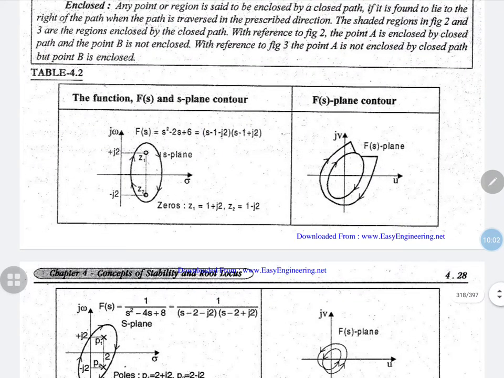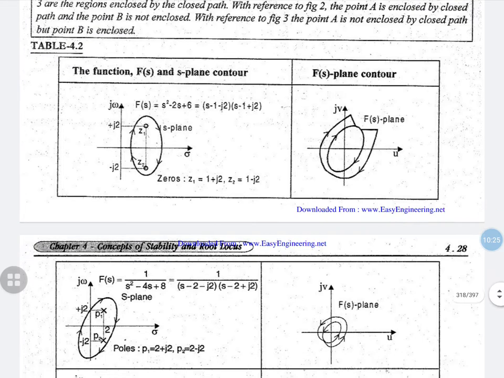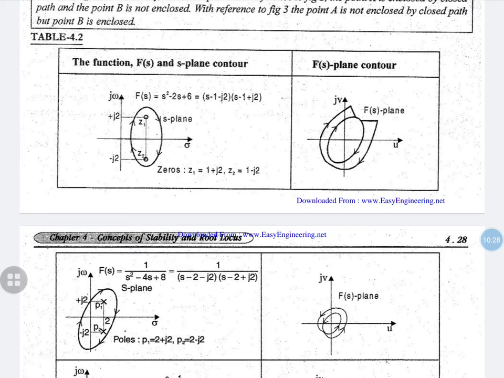Next, these are some examples or common cases which are important in the Nyquist plot. As we saw in the Bode plot, we saw the various common terms which appear. We saw some examples for the polar plot also. So the function F of s and the s-plane contour are given, and the corresponding F of s plane contour is to be calculated. So these are some standard forms.